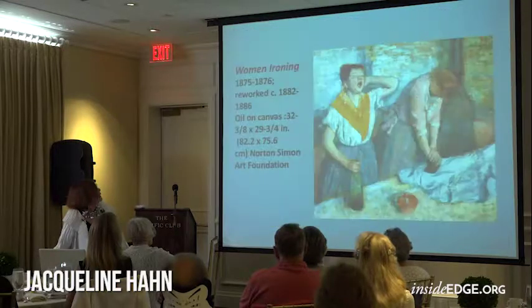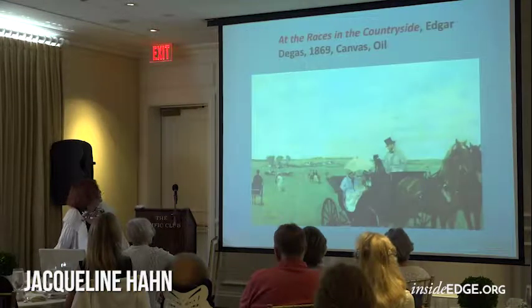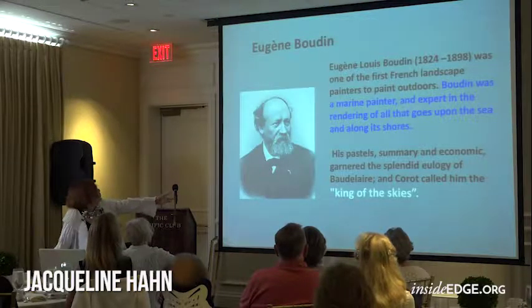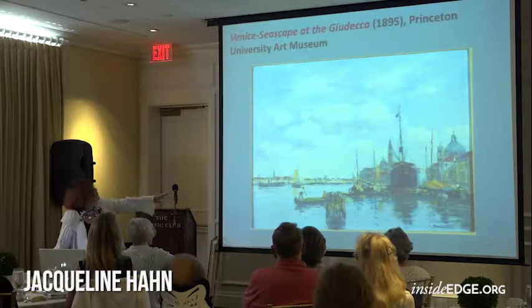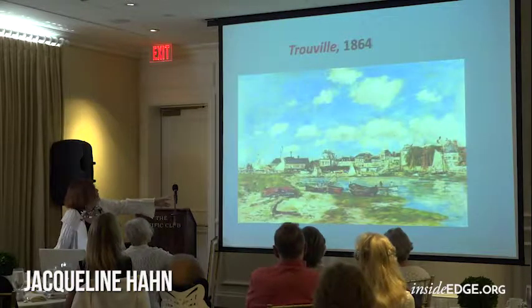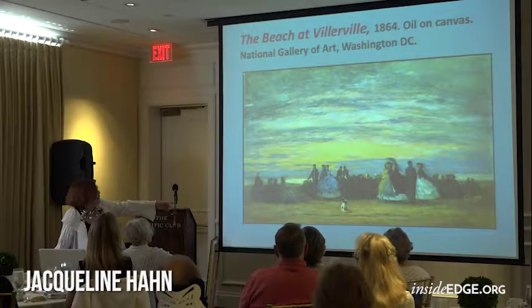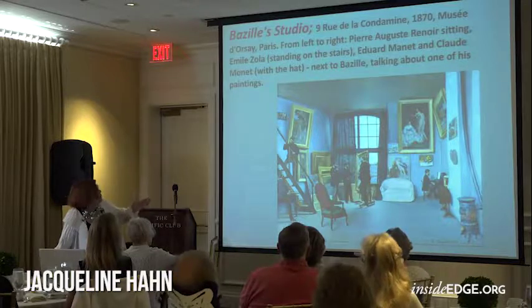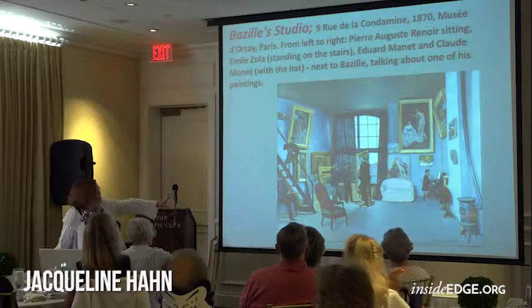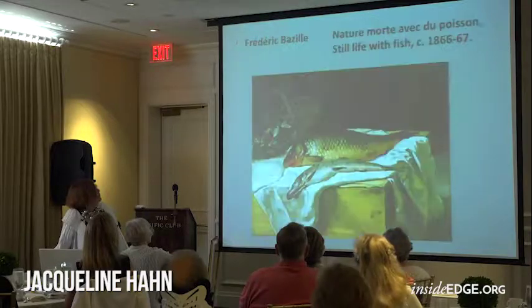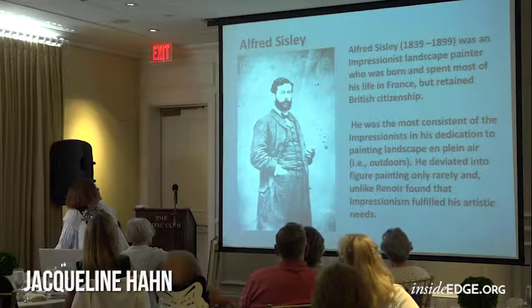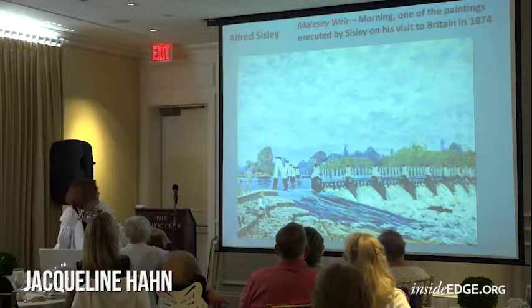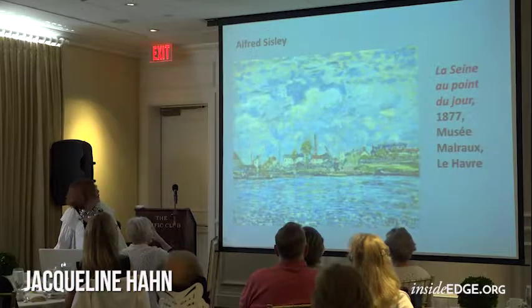Edgar Degas, woman ironing, okay, Degas, the dancer, sculpture, and then Eugène Baudin. We have Eugène Baudin. I just finished this. And then Baudin, Touville, okay, the beach. And then you have Frédéric Basile, which was part of the Impressionists. This is a very interesting studio painting. And then Family Reunion, Frédéric Basile. Alfred Sisley was American and French. Okay, he also did impressionistic paintings.